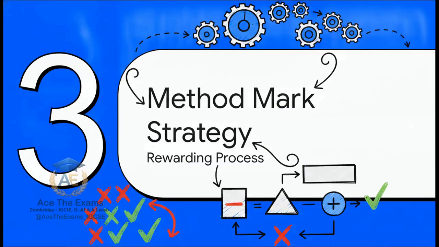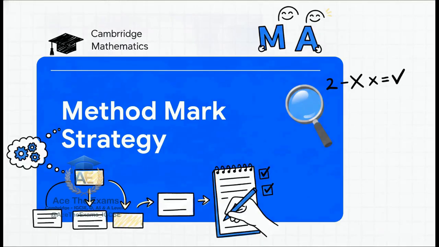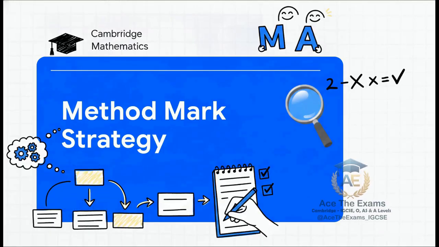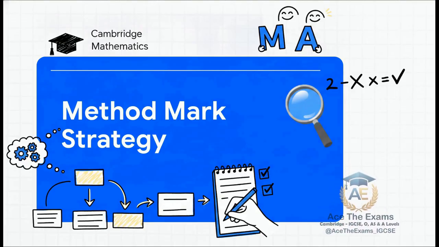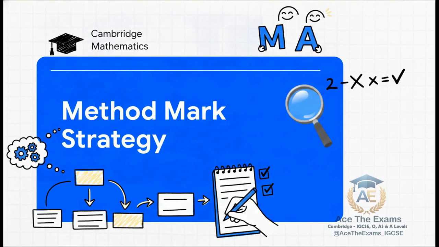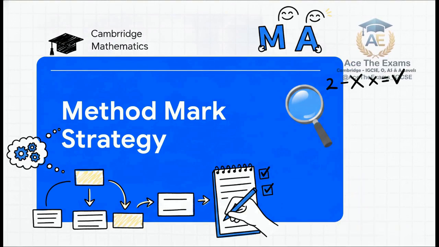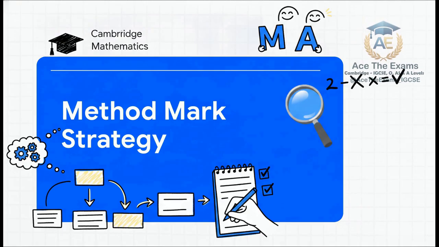Section 3. The Method Mark Strategy. Rewarding the mathematical process. Okay, this is the transformation phase. This is where we watch those brutal red pen marks transform into beautiful green check marks. This is the absolute secret of how top students structure their answers to capture every possible mark, even if their final calculation is entirely off.